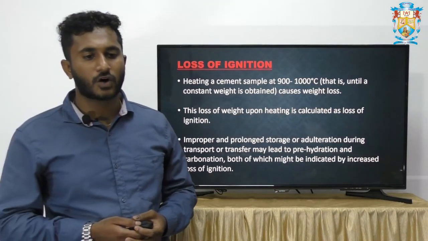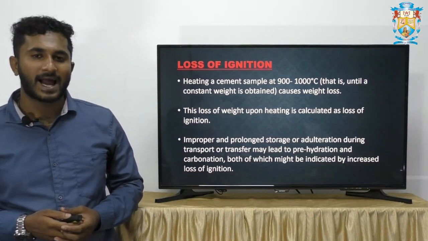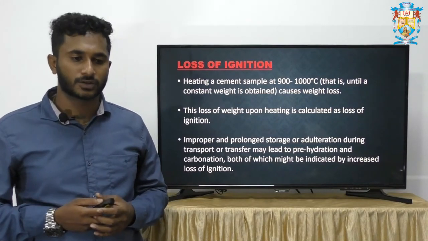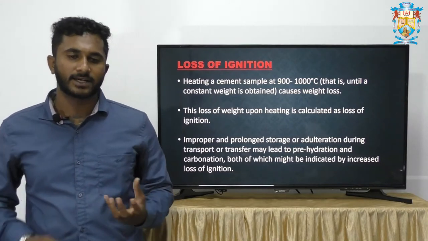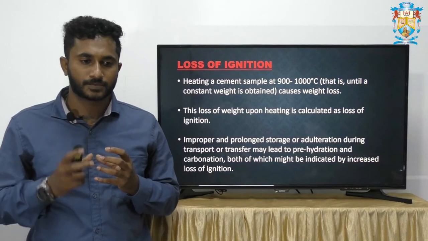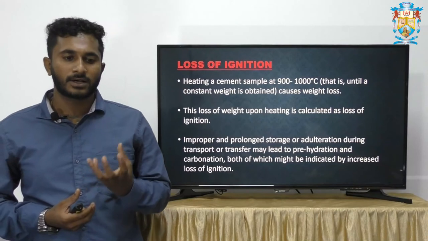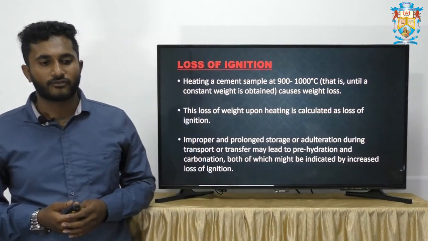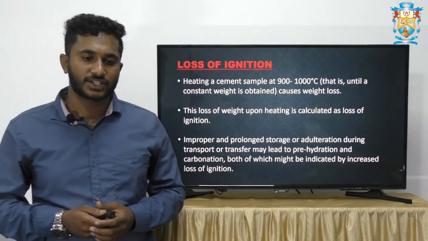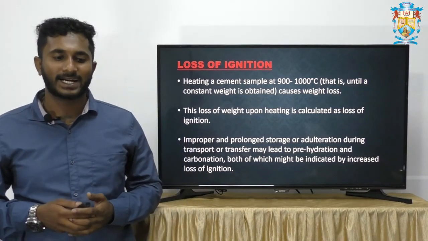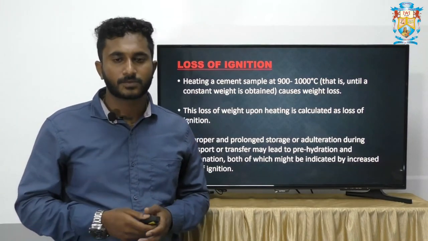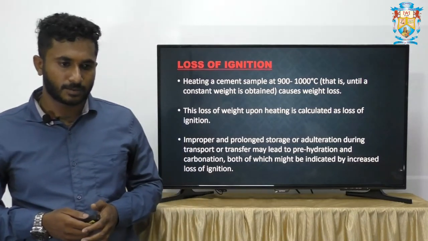The next property is loss on ignition. A cement sample is heated at 900 to 1000 degrees Celsius until a constant weight is obtained, which causes weight loss. This loss of weight upon heating is calculated as loss on ignition. Improper and prolonged storage or adulteration during transport or transfer may lead to prehydration and carbonation, both of which might be indicated by an increased loss on ignition. So this is about the physical property, loss on ignition.